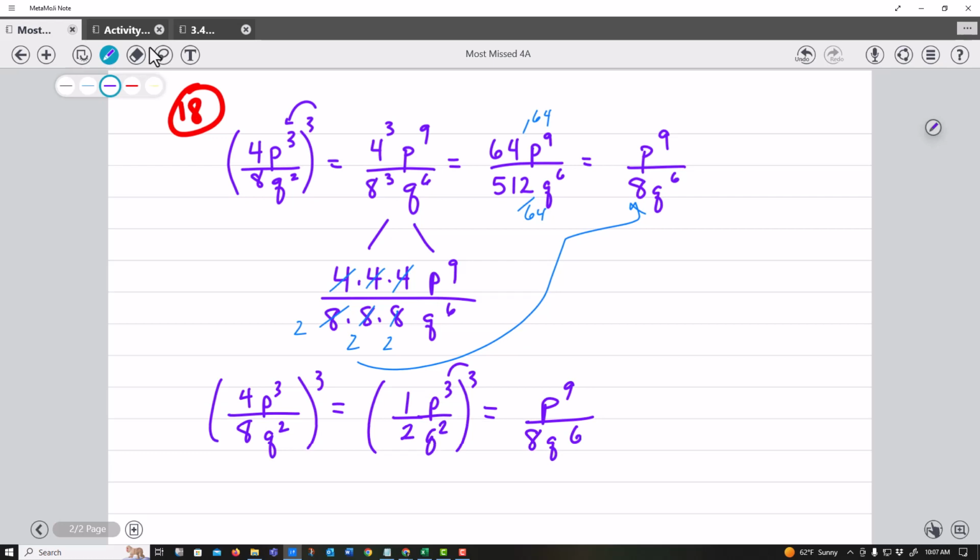So a lot of times, and probably I would guess you like this way the best because it was less steps. Always look to see if you can reduce something inside that parentheses first.